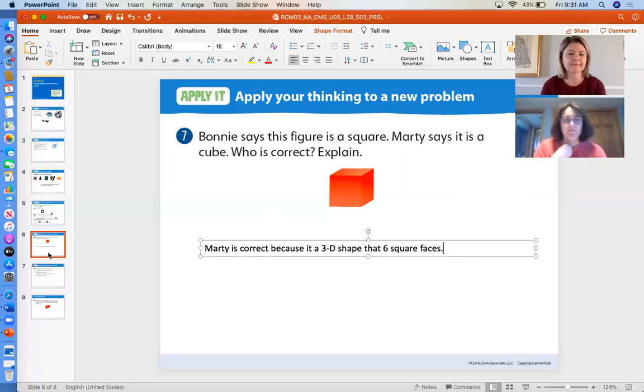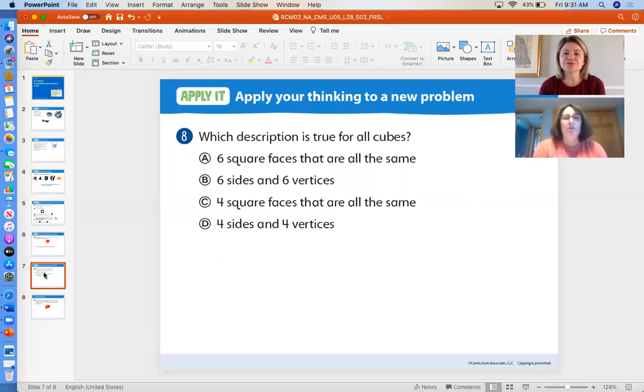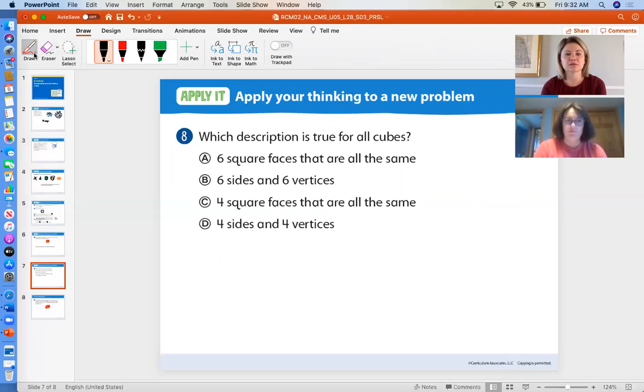Looks good. Okay. Number 7, what is true for all cubes? So we're going to circle the ones that are correct and we're going to cross out the ones that are not correct. Okay, so all cubes, do all cubes have 6 square faces that are all the same? Ooh, they do. We've talked about that. Do they have 6 sides and 6 vertices? Nope. What has 6 sides and 6 vertices? A hexagon, not a cube. Remember, we call them edges for 3D shapes.